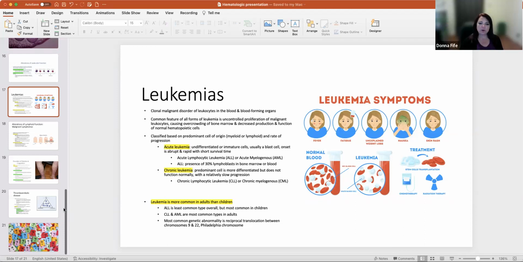Now, leukemia is more common in adults than children. ALL is the least common type overall, but it is the most common type that occurs in children. CLL and AML are the most common types in adults. Most common genetic abnormality is reciprocal translocation between chromosomes 9 and 22, the Philadelphia chromosome. And here we just have different symptoms and what the blood may look like, and different ways of treating these leukemias.